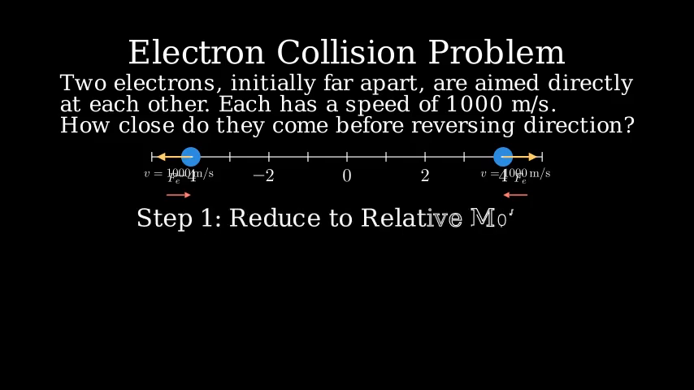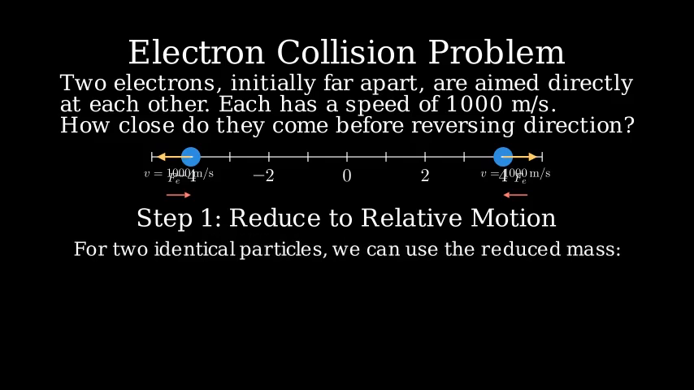First, let's reduce this two-body problem to a single relative motion problem. For two identical particles of mass m with equal and opposite velocities, we can define a reduced mass mu as mu equals m times m divided by m plus m, which simplifies to m divided by 2. The relative velocity is the sum of the magnitudes of the two velocities. V relative equals v plus v, which is 2v.